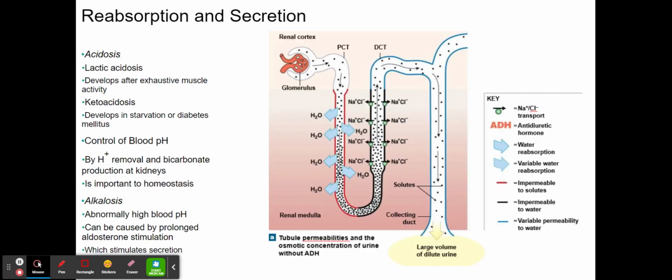Hydrogen ion secretion acidifies the tubular fluid while increasing the pH of the blood. Hydrogen ion secretion speeds up when the pH of the blood decreases. This can happen in lactic acidosis, which can develop after exhaustive muscle activity, or in ketoacidosis, which can develop in starvation or diabetes mellitus. The combination of hydrogen removal and bicarbonate production by the kidneys plays an important role in the control of blood pH. Because one of the secretory pathways is aldosterone sensitive, aldosterone stimulates hydrogen secretion. Prolonged aldosterone stimulation can cause alkalosis, or abnormally high blood pH.